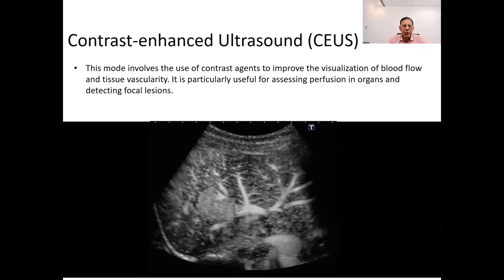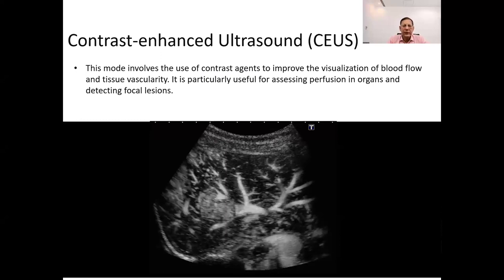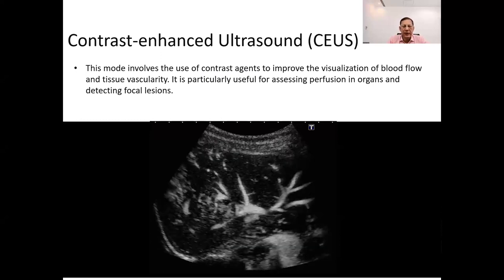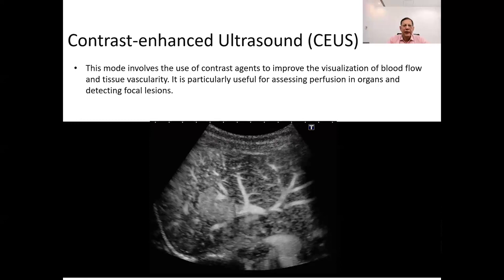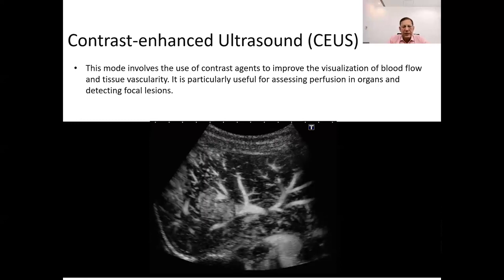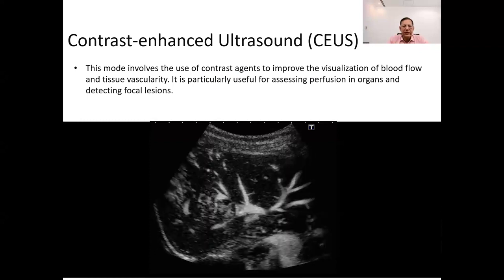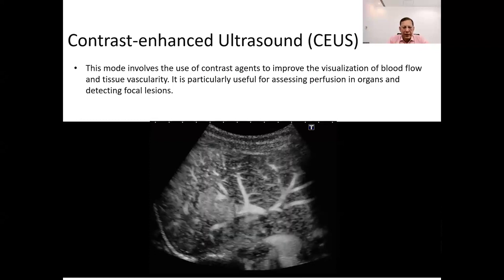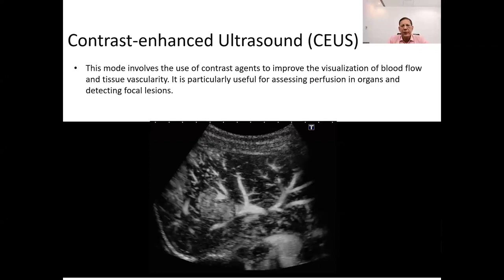microcirculation. The ultrasound machine emits high-frequency sound waves into the body, which are reflected back by tissues and contrast agents in the bloodstream. The microbubbles act as strong reflectors of ultrasound waves due to the large difference in acoustic impedance between the gas inside the microbubble and the surrounding blood or tissue.